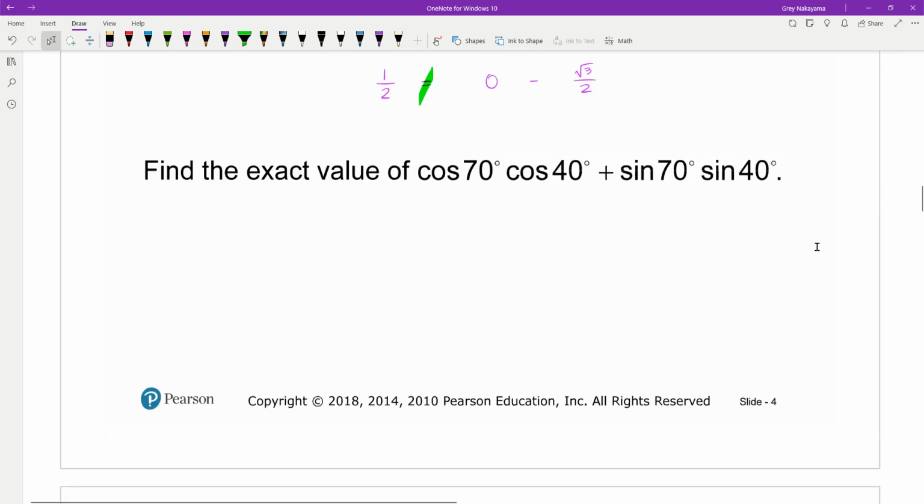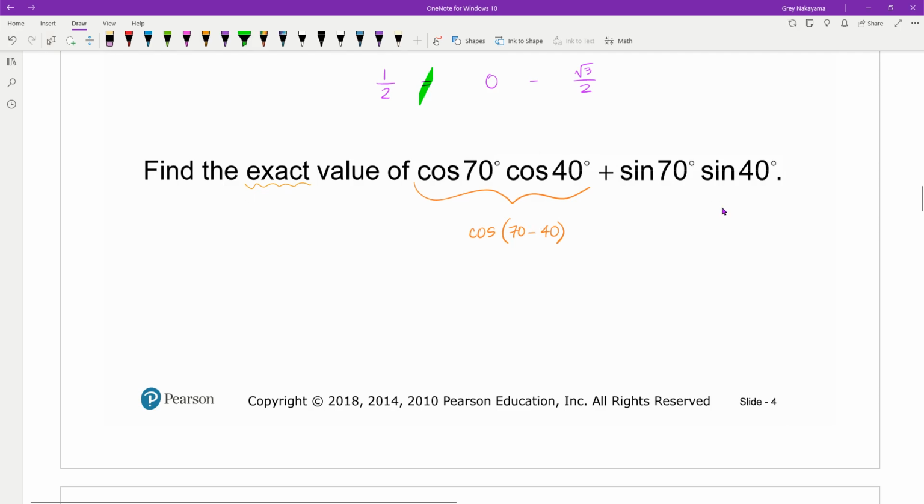Find the exact value of the cosine of 70, cosine of 40, plus the sine of 70, sine of 40. So what you need to recognize, this is the one where the trig functions are the same. And you look at your sheet, is that going to be with cosine or is that going to be the sine? When the trig functions are the same, that's the cosine of an angle. And I take those two angles of 70 and 40, and I just talked to you about, if the trig function was the same, then I know the sign is going to change and be the opposite.